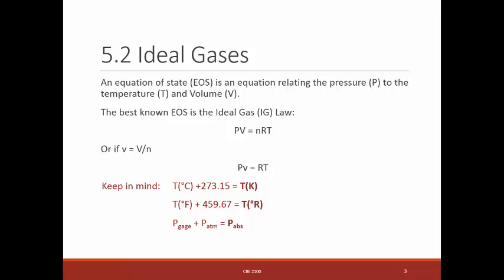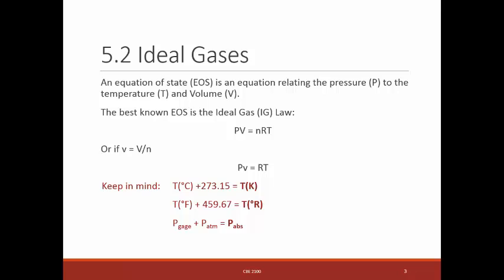Now keep in mind, whenever you use the ideal gas law, you have to use temperatures and pressures that are absolute. So for the absolute temperature, I need to decide if I'm using the SI system or the American engineering system. In SI, I'm going to use kelvins. I'll take my temperature in Celsius and add 273.15. If I'm working in American engineering, I'm going to take my temperature in degrees F and add 459.67.